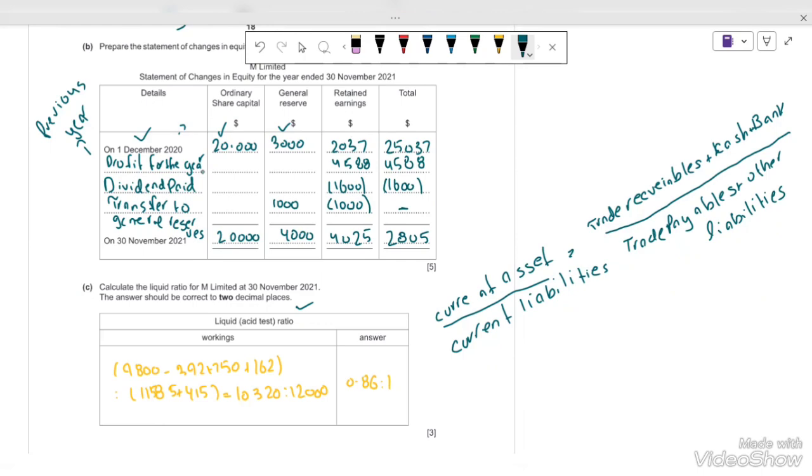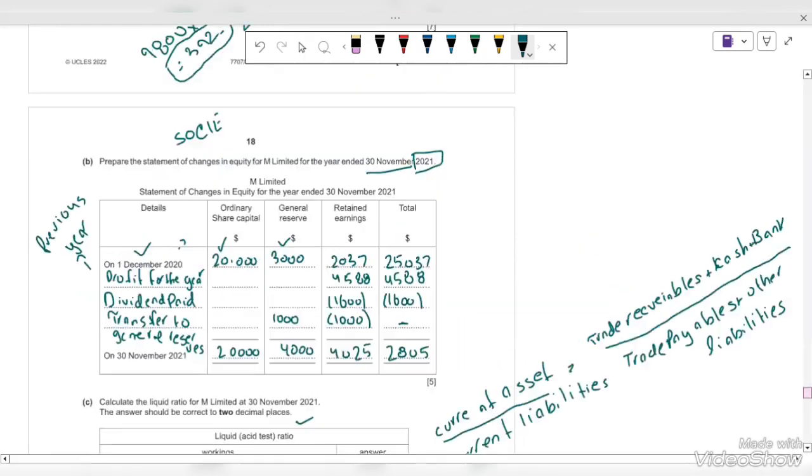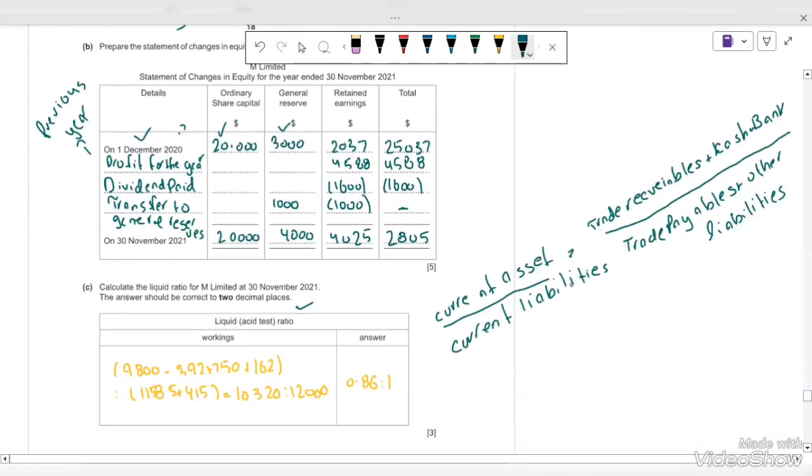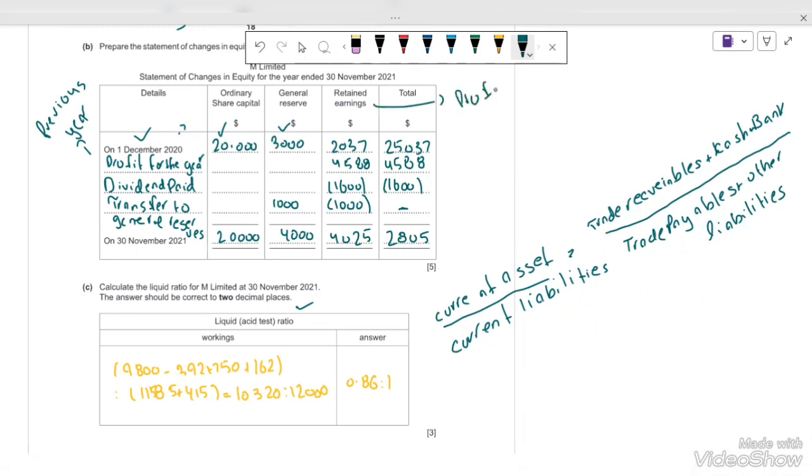Okay, so what is the profit for the year, like we just calculated above in our income statement? So what was the profit? It is 4,588. Okay, so basically, retained earnings are profit, but profit after tax. Okay, profit after tax or profit after interest. So this is our profit.